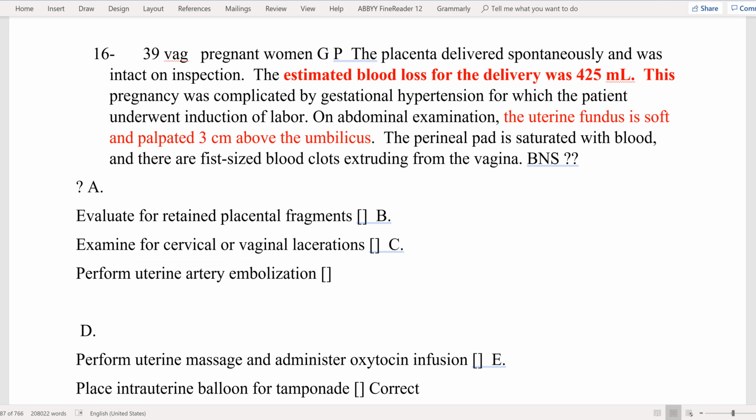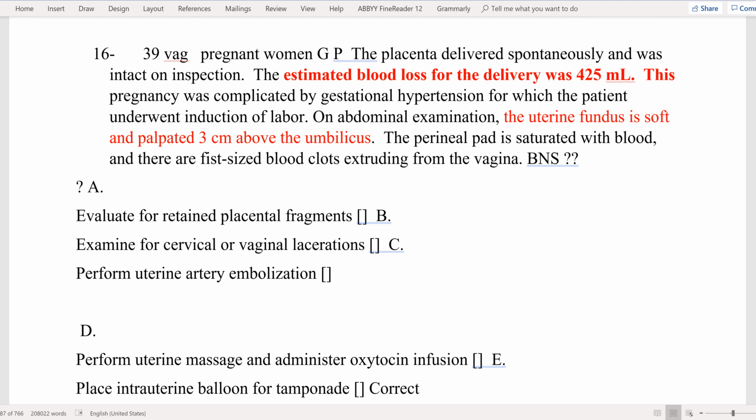If that didn't work, then you do hysterectomy. There's no other option. How do you define it? It's more than 500 ml for vaginal delivery, more than 1000 for C-section. Most likely for prolonged labor, chorioamnionitis, multiple gestation, polyhydramnios, grand multiparity, operative delivery. Those are risk factors for it.